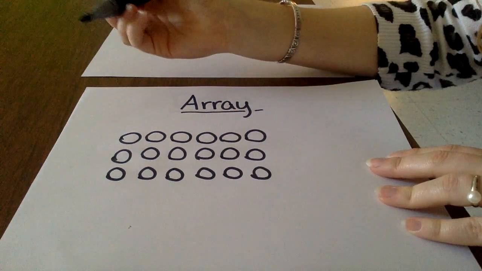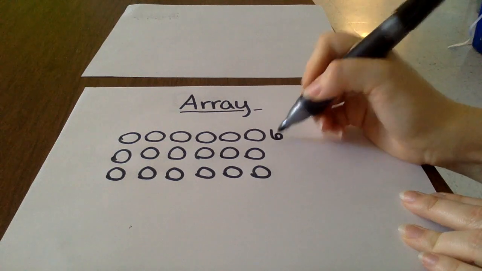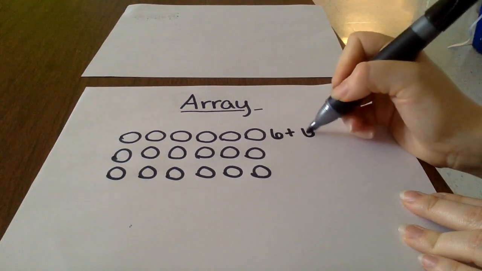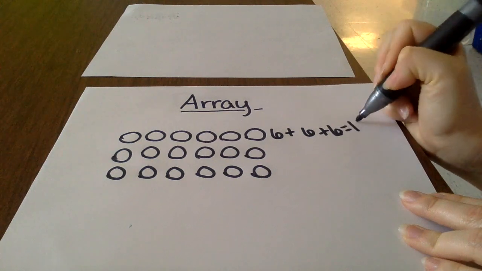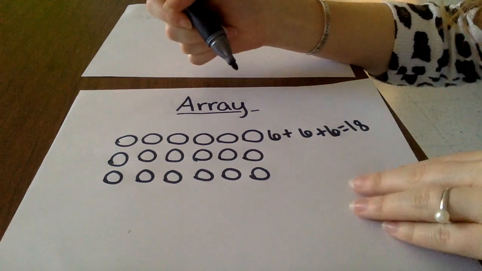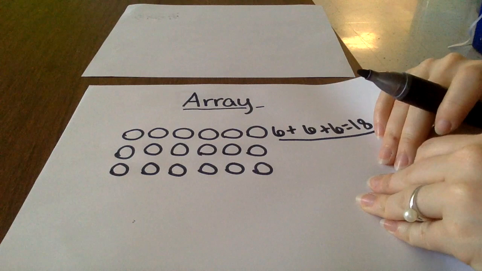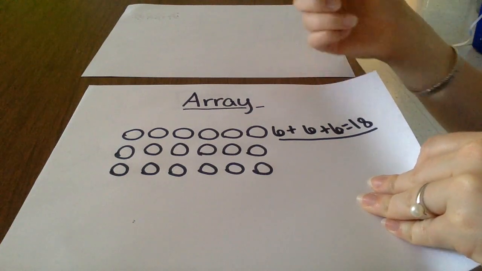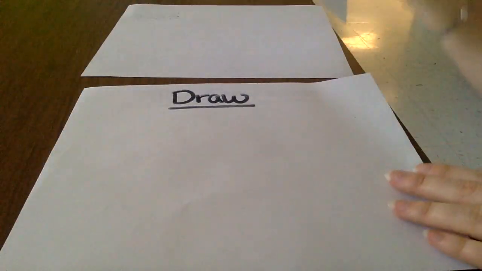And then the way a student would write a number sentence for this would be 6 plus 6 plus 6 equals 18. And that's one way that we would solve this multiplication story through the use of repeated addition, which is what you can see we're going to be doing in all of these strategies. It will be repeated addition, but it will be in picture form.